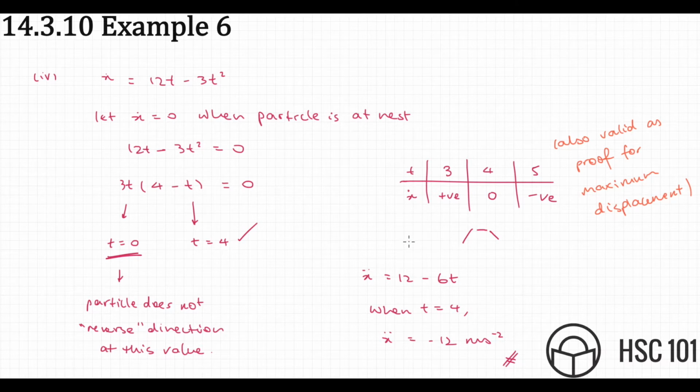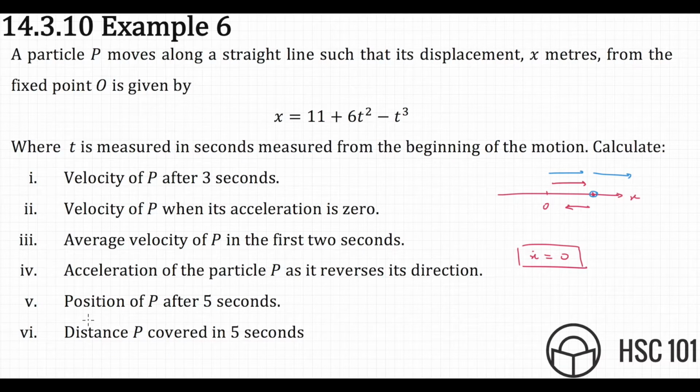Fairly simple. Now for part 5, we want to find the position of P after 5 seconds, and we want to find the distance that P covered in the first 5 seconds. So if I want to find the position of P after 5 seconds, that's fairly easy, right? We've got the displacement time function, which is given by 11 plus 6t squared minus t cubed.